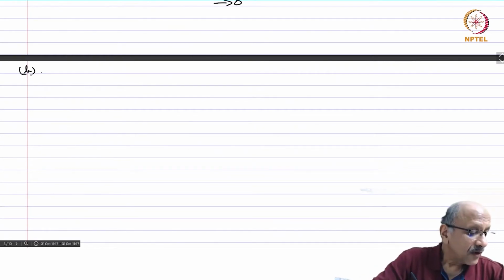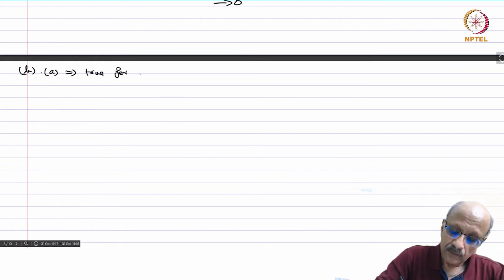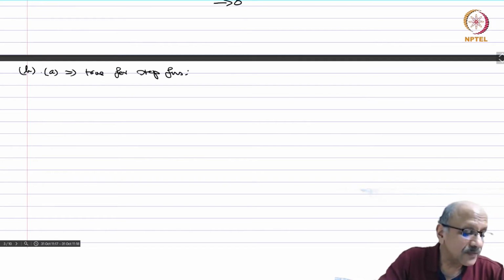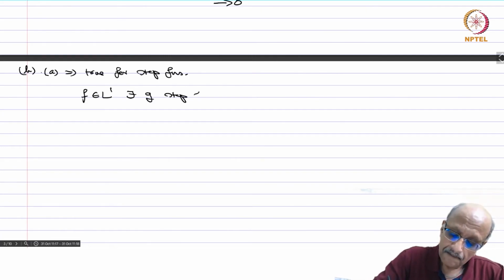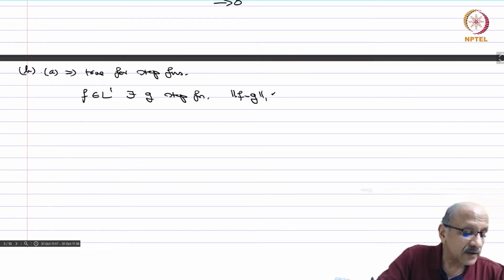Part B. If A is true for every characteristic function, then by linearity it is true for any linear combination of them. So it's true for step functions. So if f is in L1, there exists a step function g such that the L1 norm of f minus g is less than epsilon, by the previous exercise.